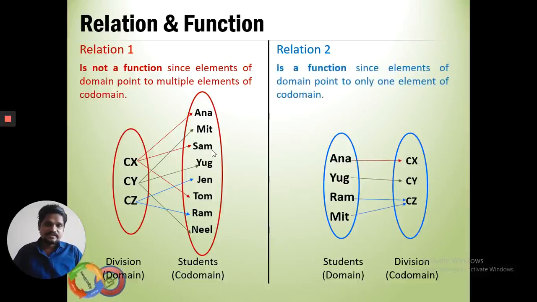Now here we can say this is a function, because each value is mapping to a single value. Whereas Ram and Mit, we can observe, are mapping to the same value, but that is okay, that's fine with the codomain. The domain may have more than one, but the codomain must be one.